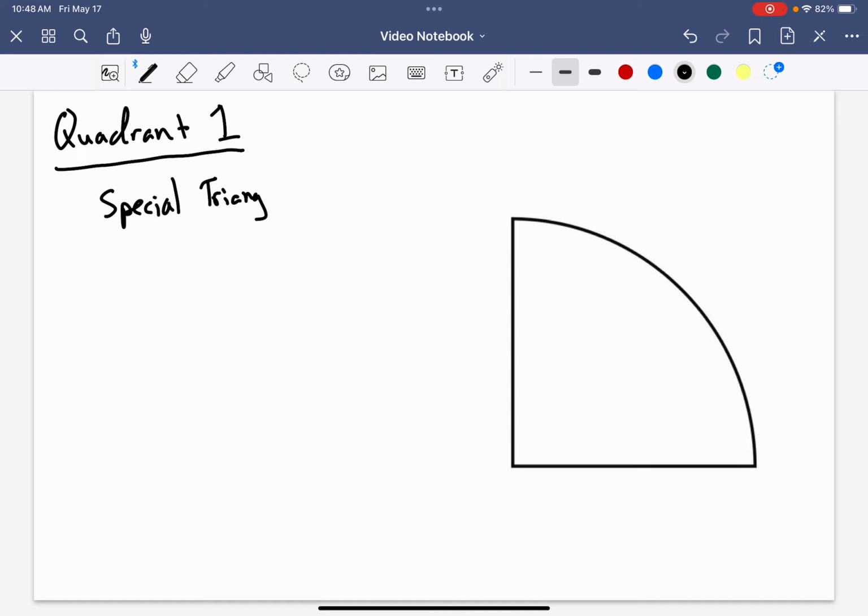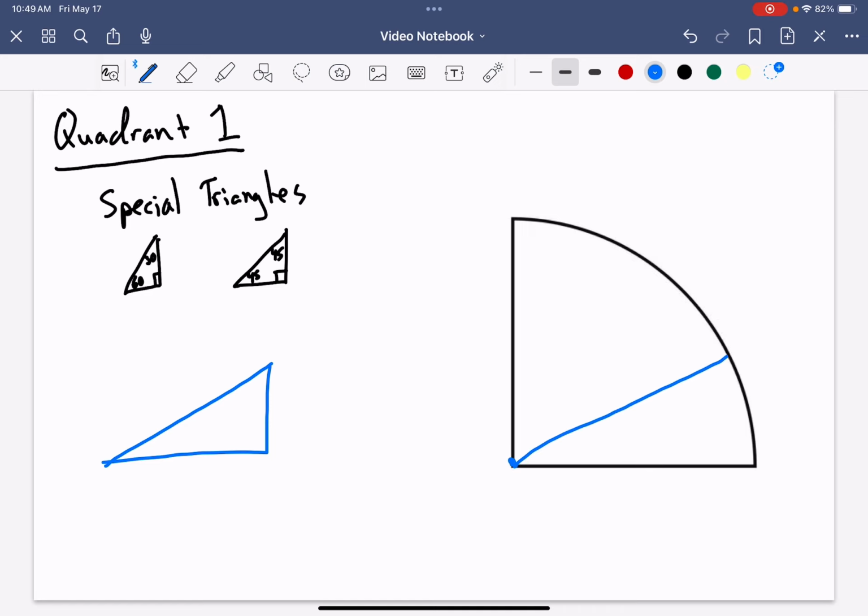And there's 2 special triangles that we're going to look at. We're going to look at the 30, 60, 90 right triangle, and we're going to look at the 45, 45, 90 right triangle. All right? So what I'm going to do is I'm going to draw my 30, 60, 90. However, I'm going to draw it like this. And I'm going to apply that to my unit circle.